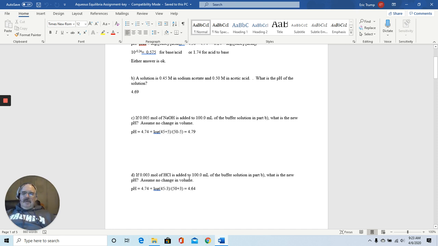With this one we do the same thing. Again, 0.45 times 100 is 45. And this time we would reduce the millimoles of base by 3, and we would increase the millimoles of acid by 3. And our pH now is 4.64.